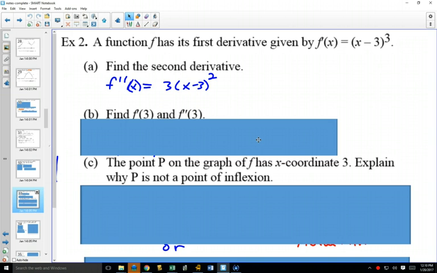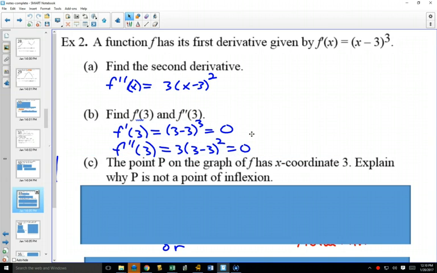So now we have f prime of 3 is equal to 0, and f double prime of 3 is also equal to 0. So now we're going to think back to our original function. On our original function, it has an x-coordinate of 3. And we want to explain why this isn't an inflection point.